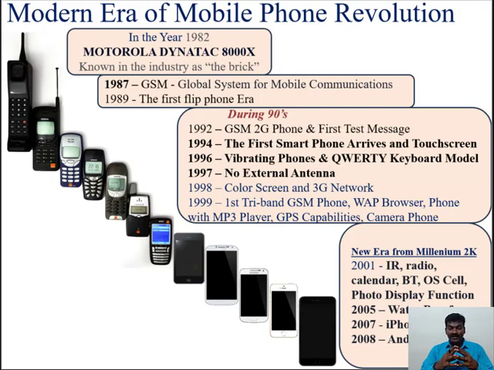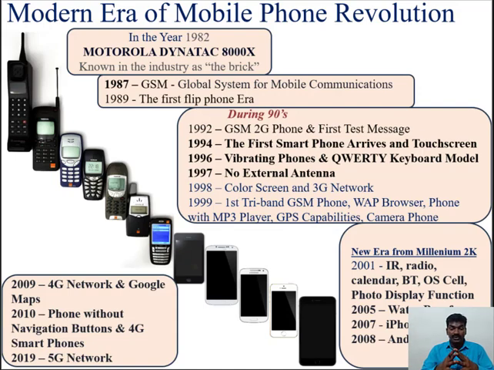In 2005, waterproof mobiles were released, and in 2007, the first model of iPhone was released. In 2008, Android phones were released. In 2009, the 4G network came in place, and then Google Maps came. And in 2010, phones without navigation buttons and 4G smartphones arrived.